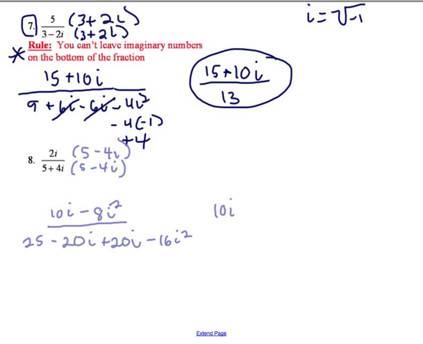On the bottom, minus 20i and plus 20i is 0. So this is negative 16. i squared is negative 1, so this becomes plus 16. So it's 25 plus 16 is 41, I believe. And we are considered simplified.